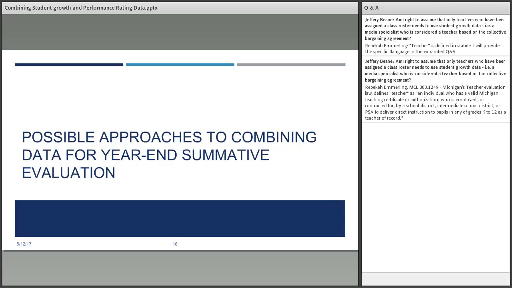So that segues into providing guidance for educator practice for combining teacher practice and student growth data, and the possible approaches that can be taken. There isn't any single one approach that has to be taken. It's certainly not mandated to combining teacher practice and student growth data.